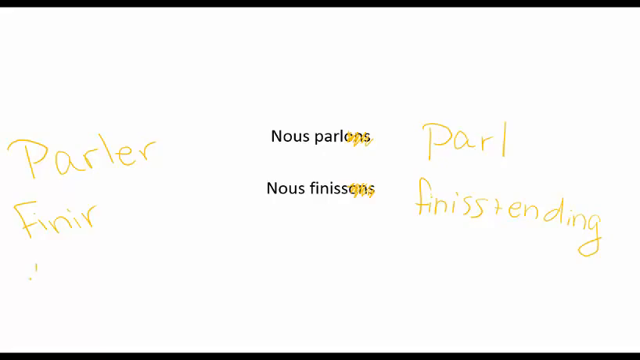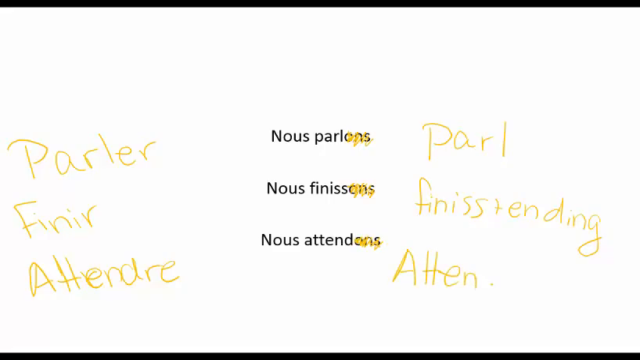And our last one is an RE verb. So nous attendons, attendre, take off only the ONS, and our stem becomes attend. So we've got a regular ER verb, a regular IR verb, and a regular RE verb.